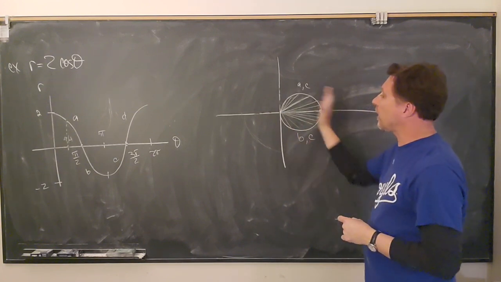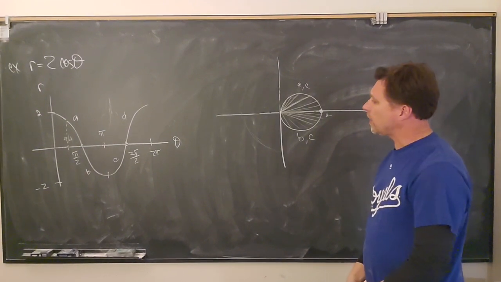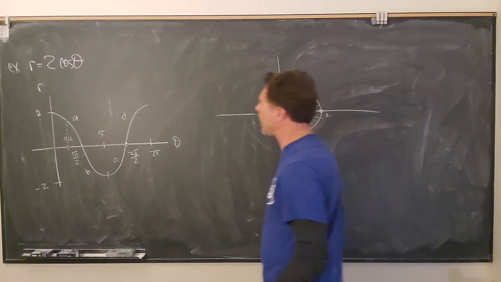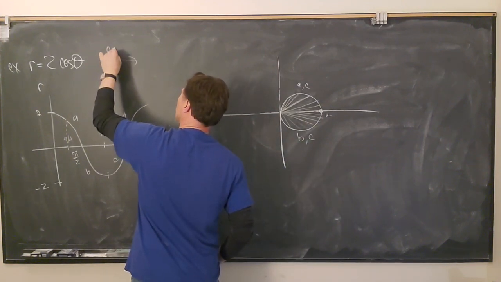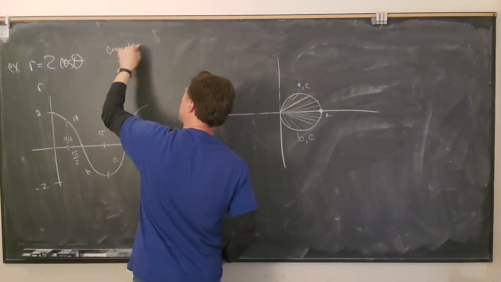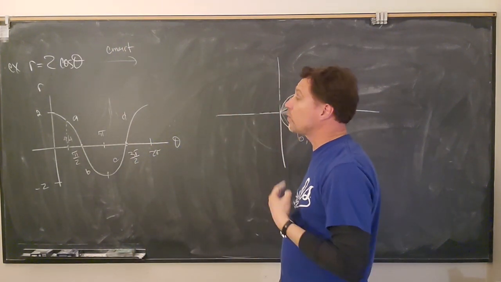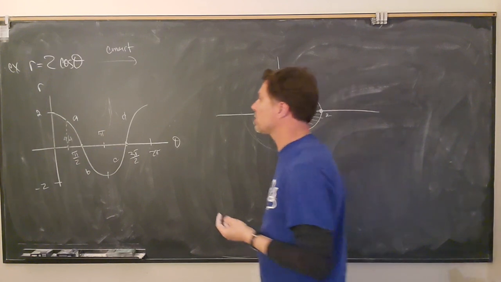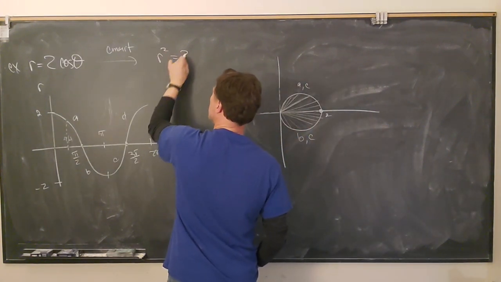And so what do we get? We get a circle. And just to check this, this is one that we actually can convert. This is not necessary, but I just want to verify that this actually matches what we would get if we converted this to Cartesian coordinates. So remember, I've got r equals 2 cosine theta. The trick: multiply both sides by r.